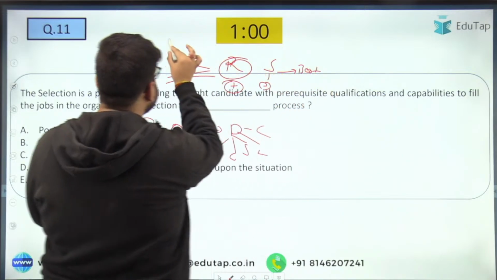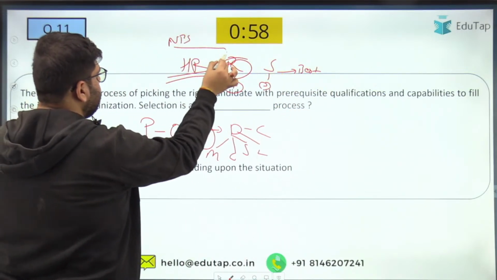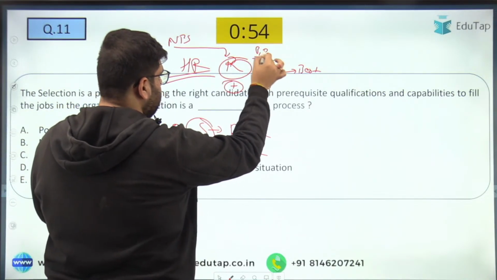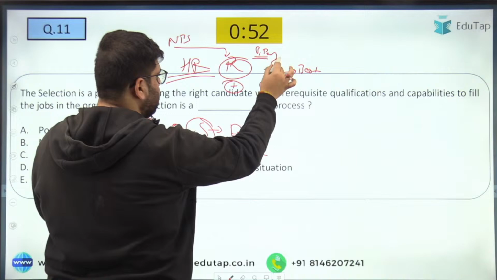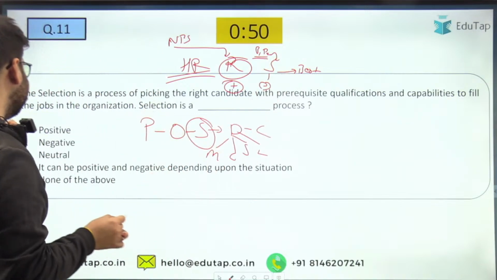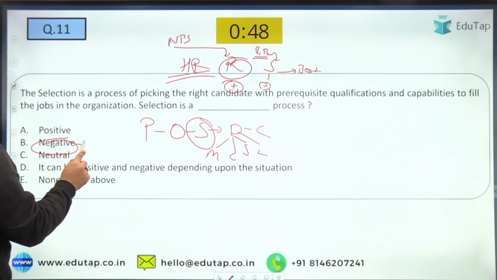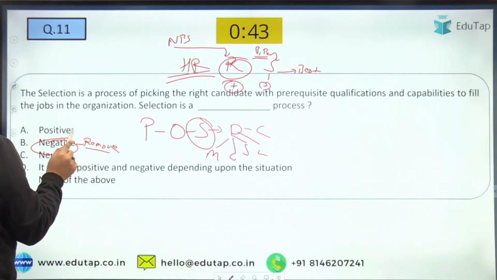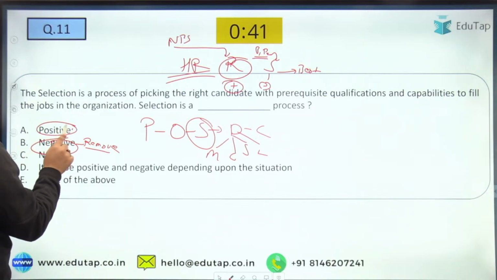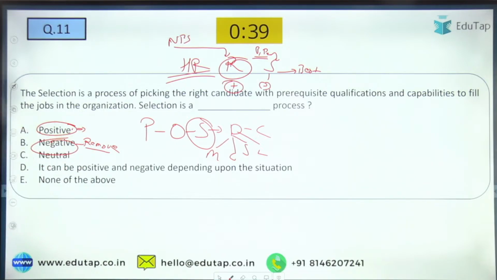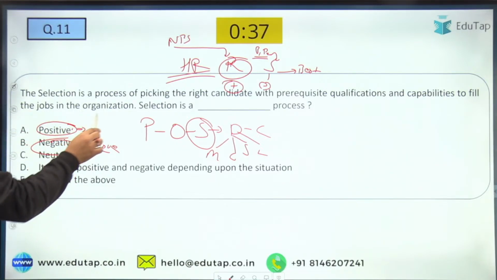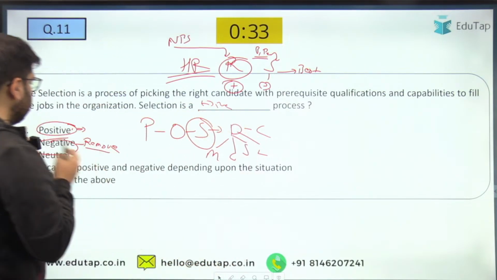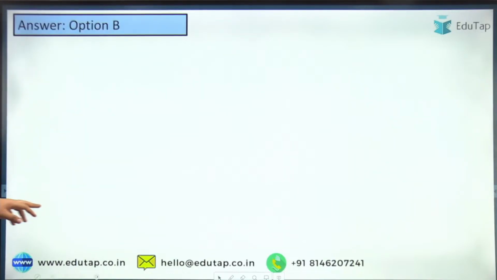Currently, your NPS exam is happening. Currently, it is in the recruitment stage. But once phase 1 and phase 2 are over, then selection will happen. So selection is a negative state. Why? Because you remove people who are unfit for the job. Recruitment is positive because you just keep on inviting applications. You don't remove anyone. So selection is a negative process. Therefore, your correct answer will again be option number B.